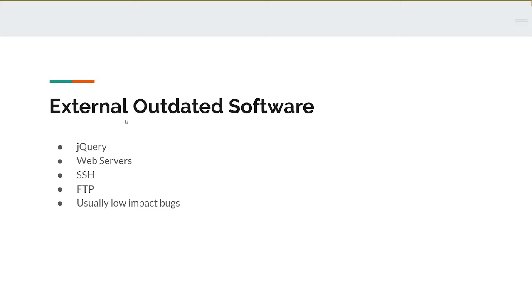In saying that, if they're running something really old, like ProFTP 1.3 or something, then that's obviously probably a high risk issue. But these are the sort of software you'll find externally. On an external infrastructure test or a web app test, you might find these systems. And again, they're usually low impact bugs.